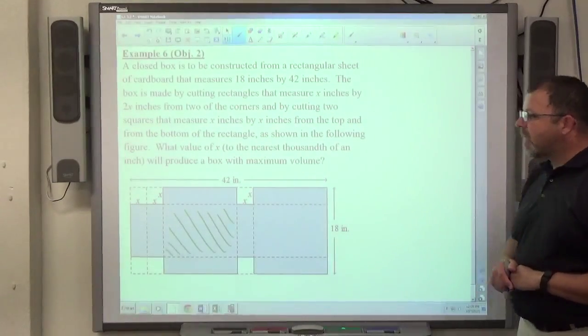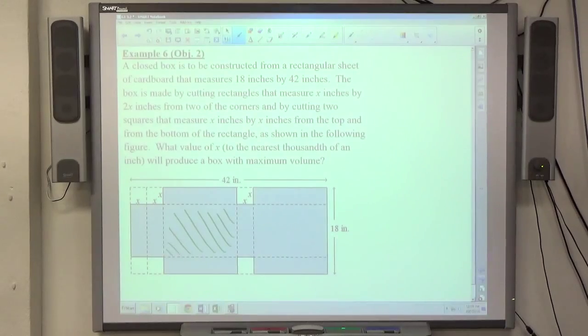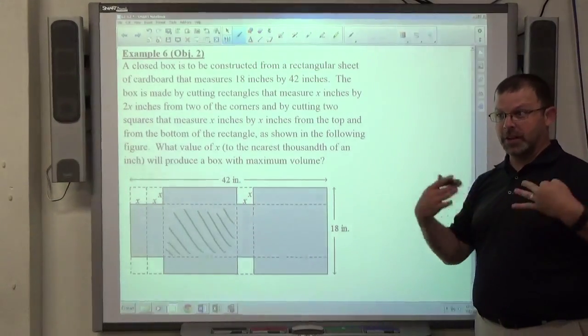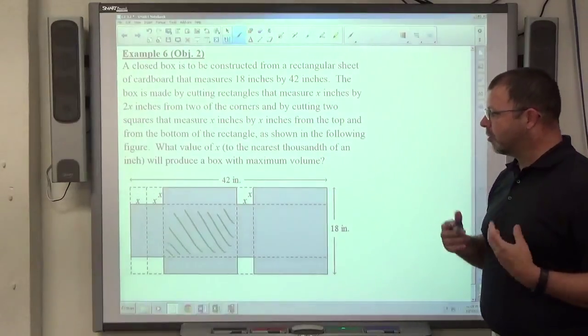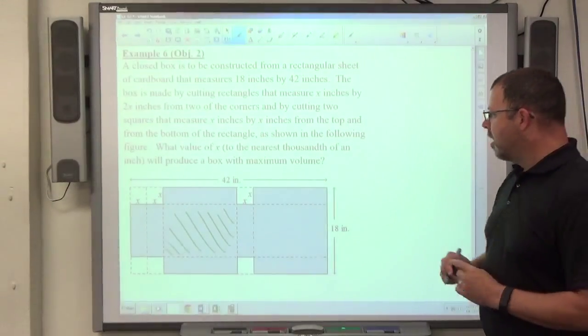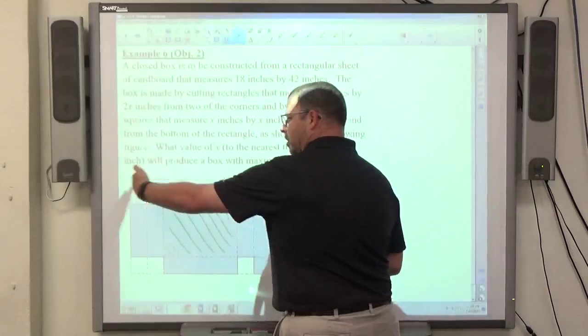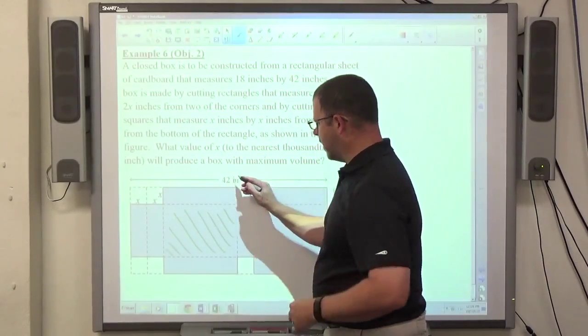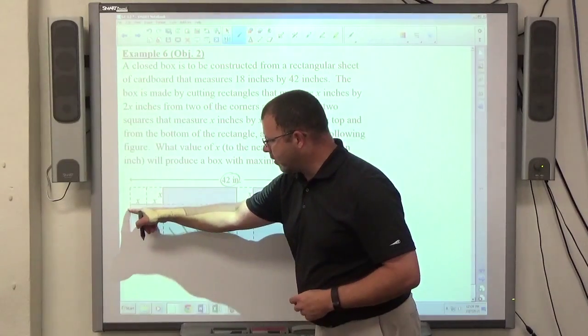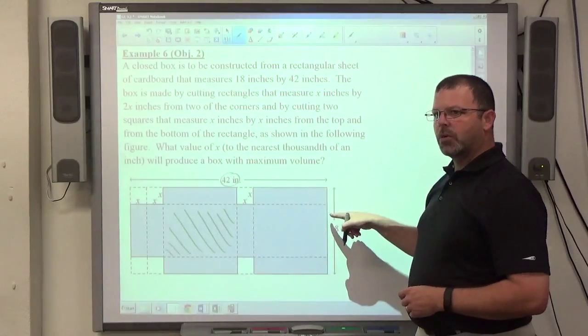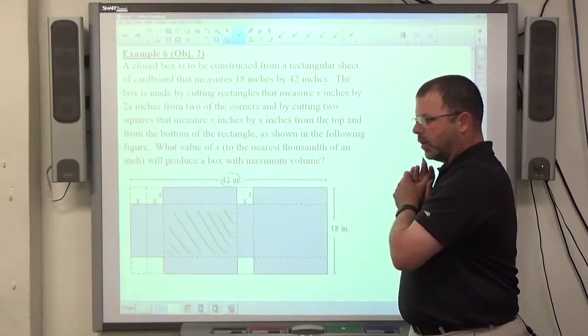All right. The challenge of this problem is to get the correct dimensions, because a rectangular solid's volume is length times width times height. So if we can establish those three dimensions, we can get all the information we need. So the set in stone value here is, this is 42 inches right here, from the first piece of the cardboard to the edge of the cardboard over here. All right, that's it, 42.